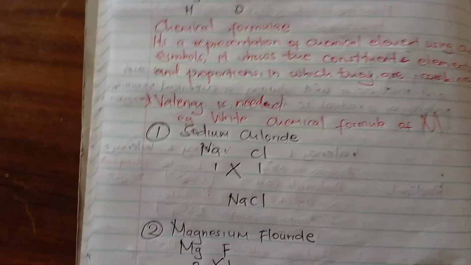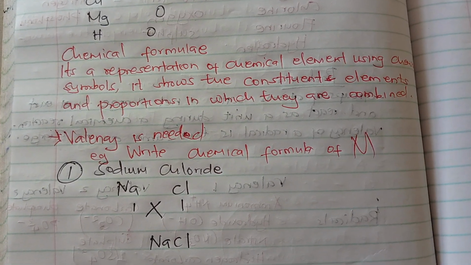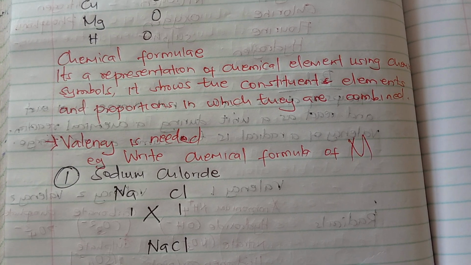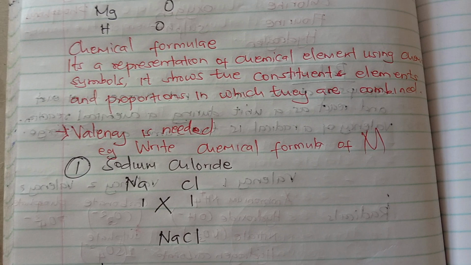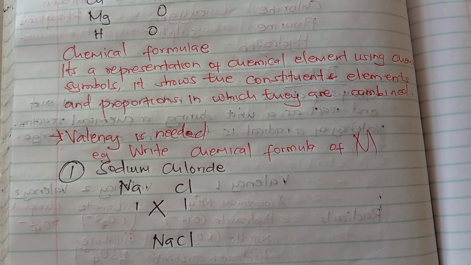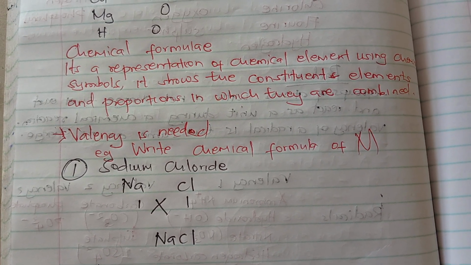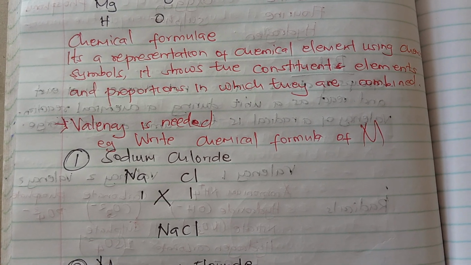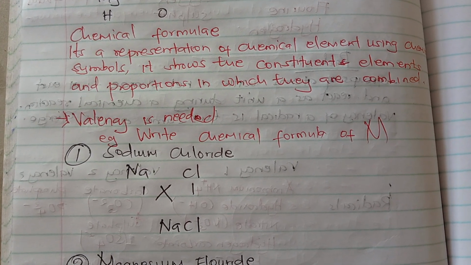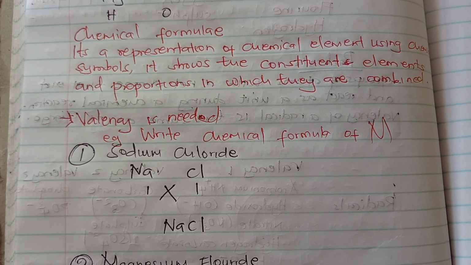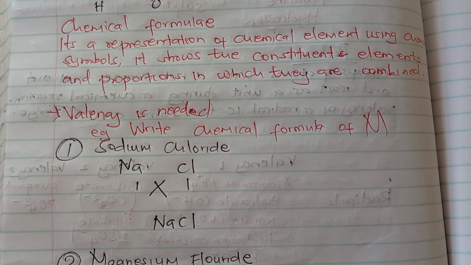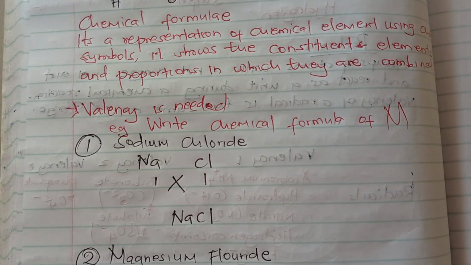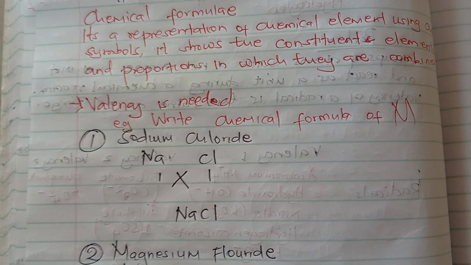Then for the chemical formula, we say that it's the representation of a chemical compound using chemical symbols, and normally it shows the constituent elements and proportions in which they are combined. So for you to know the chemical formula, you have to know the valency. If you are asked, for example, to write the chemical formula of sodium chloride, you write the elements' chemical symbols, sodium and chlorine. Then you write sodium is valency 1, chlorine is valency 1. They exchange the valency, so it becomes NaCl, sodium chloride.